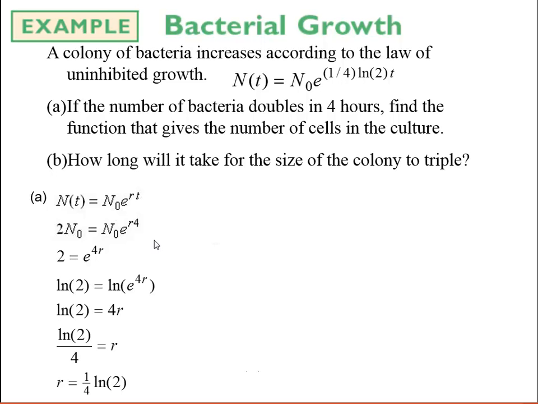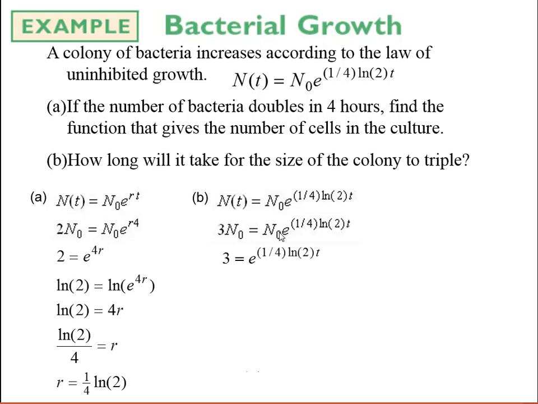Now letter B says how long will it take for the size of the colony to triple? So now that I have the equation, that'll be an easy question to answer. So whatever my initial value is, it's going to triple, and then I'm going to solve for the time that it takes for that to happen. So again, I'm going to divide both sides by this coefficient to isolate the exponential, and then I'll ln both sides of the equation. Now again, remember, I really could skip this step because when I ln the e, that's going to undo each other, and I'm just going to get the exponent out of that.